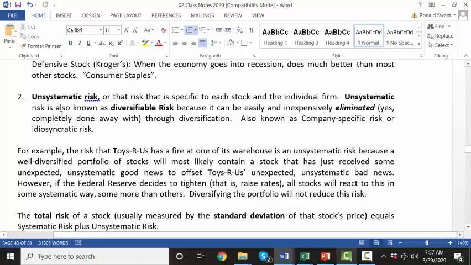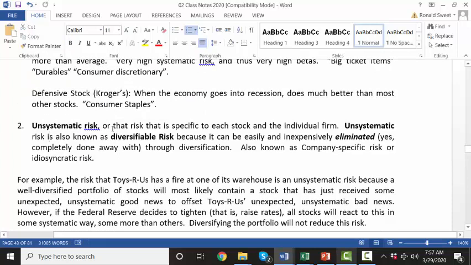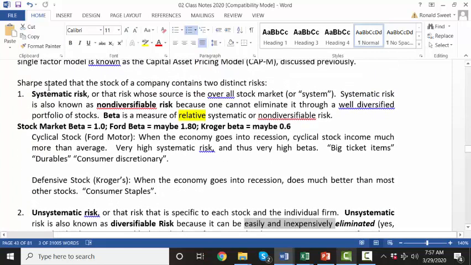The market's going to assume that you have a well-diversified portfolio, so why should you be paid for taking on a risk that is so easy to get rid of? Whereas you should be paid for taking systematic risk because you can't eliminate it. Anytime you get in the stock market, you will have systematic risk. So what William Sharpe says is you'll be paid for taking systematic risk, but you'll be paid in relation to how much systematic risk you have.